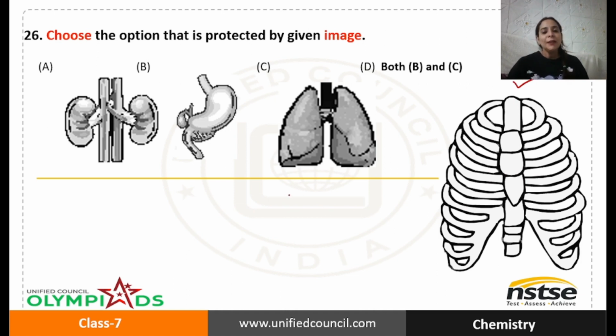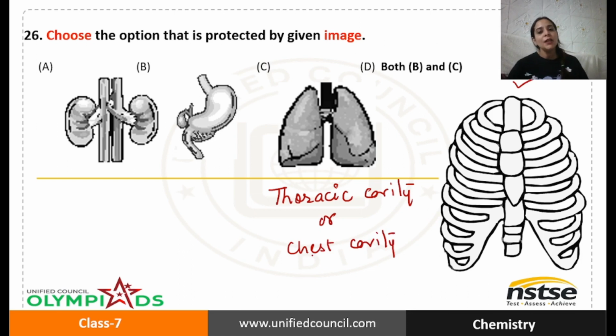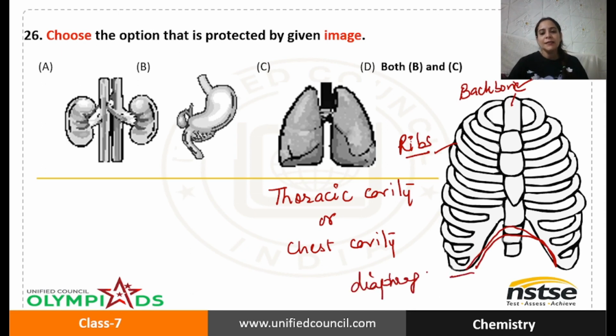So basically, let me tell you, this indicates your chest cavity. This picture shows your chest cavity. We can also call it the thoracic cavity. Okay, so you can call it thoracic or chest cavity. See, it is formed of ribs. It is present in our chest. This one is your backbone, and lower to it there is a dome shaped structure. We call it the diaphragm.